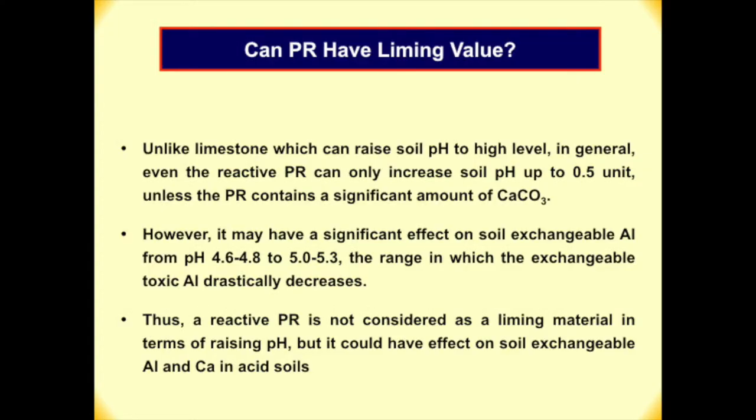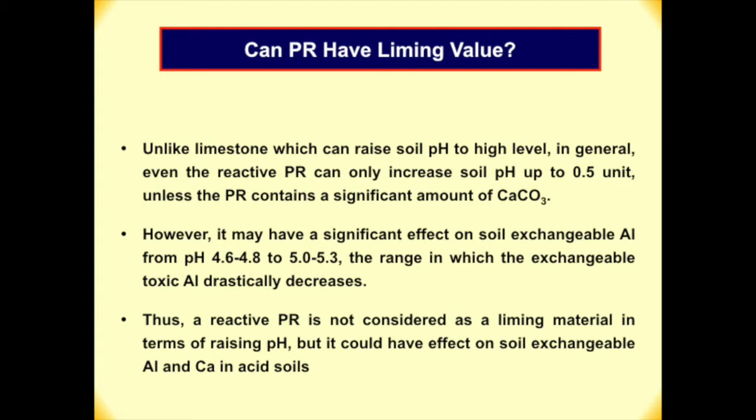Can phosphate rock have liming values? This is important, people are asking. Normally, the neutralization by uptake, the pH is only about 0.5 units. If you have higher than this value, it could be the calcite dolomite in the phosphate rock. Although the 0.5 unit, it could have the effect on exchangeable aluminum and calcium, and so on.